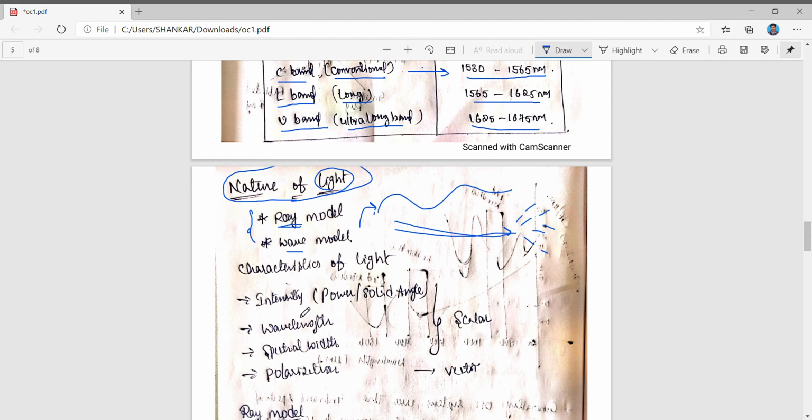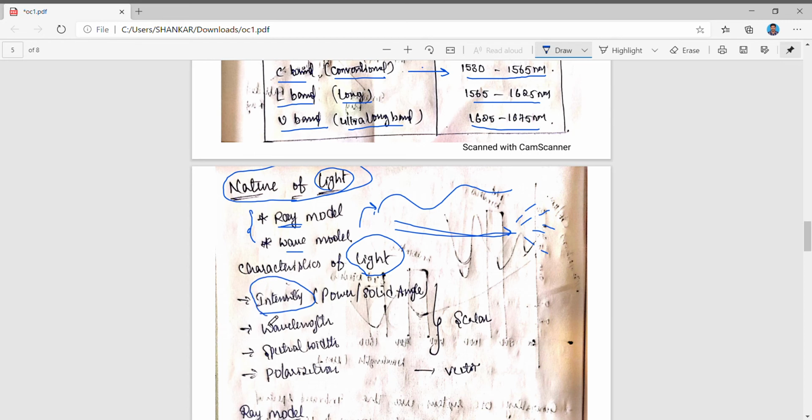Now there are some characteristics of a light signal. While transmitting the signal we have to consider some parameters or characteristics of a light signal, which are represented as intensity.